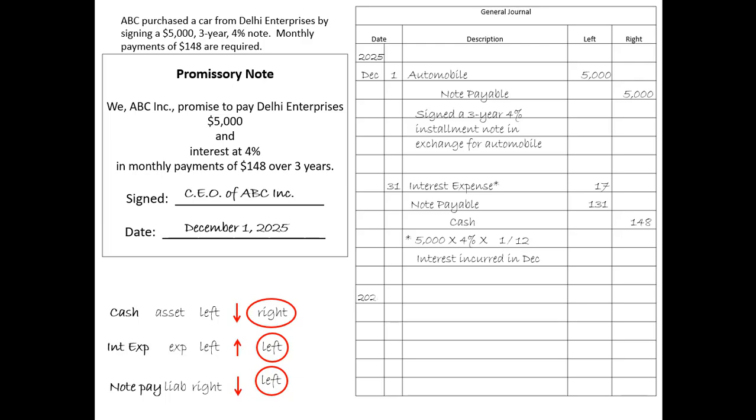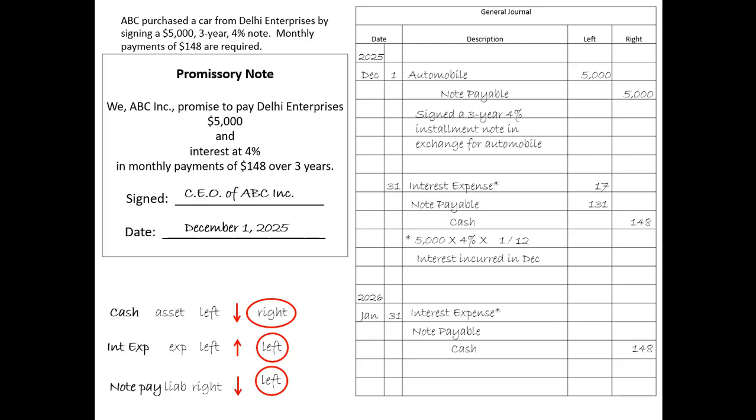The second payment on our note will be made on January 31st of 2026. The same accounts are affected with each monthly payment, so debit interest expense and note payable and credit cash. Once again, we already know how much we're paying, $148. And again, the next thing we have to do is calculate how much interest expense we incurred during the month.